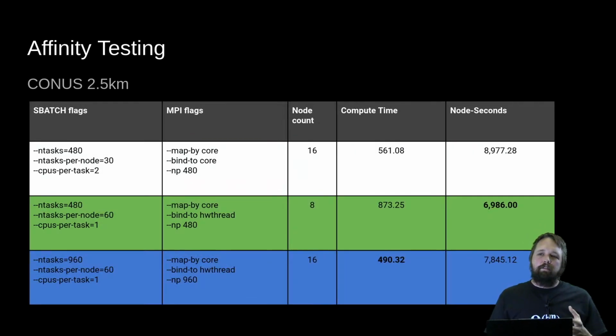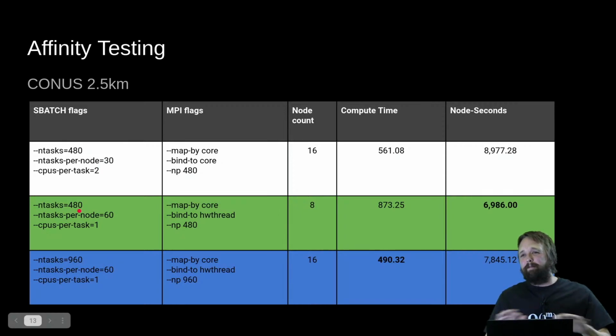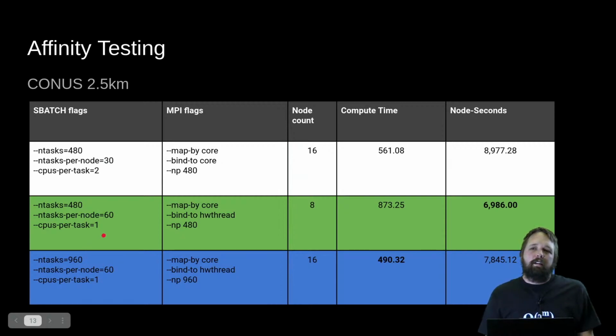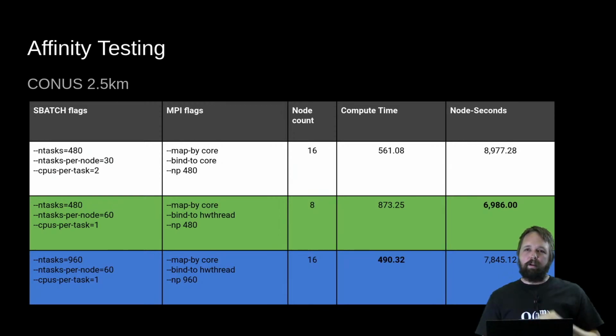So let's look at CONUS 2.5. We're going to do the same thing. On the top 2 rows, we're looking at 480 ranks. We're doing straight MPI builds with CONUS 2.5. We didn't look at anything with OpenMP here. And then on the bottom row, we're using 960 ranks, and I'll explain why in just a second. So I guess we'll work our way from the bottom up here. We'll start with the fastest run, not necessarily the most cost-effective run, and work our way back.